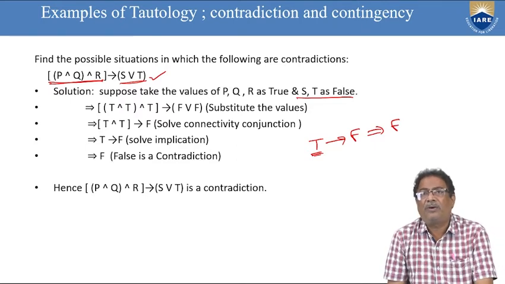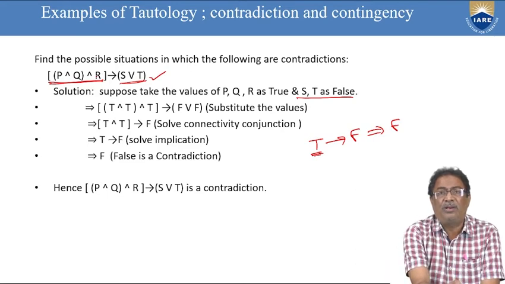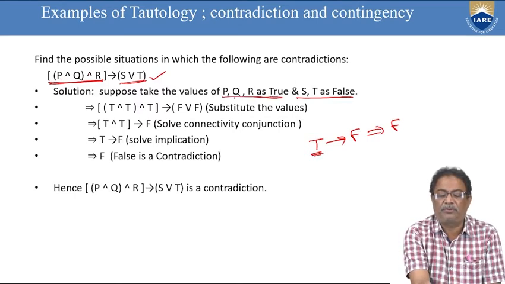So only in the situation where all are true is the result true. Otherwise there is no possibility. Here, true and false will become false. So there is only one possibility, and for that, this should be true.